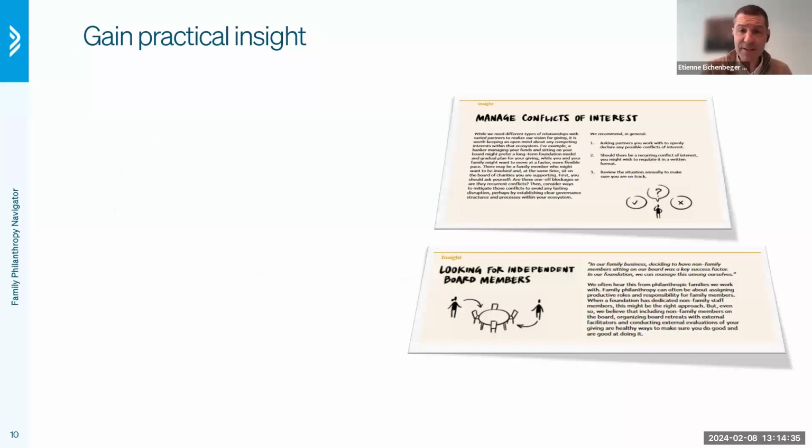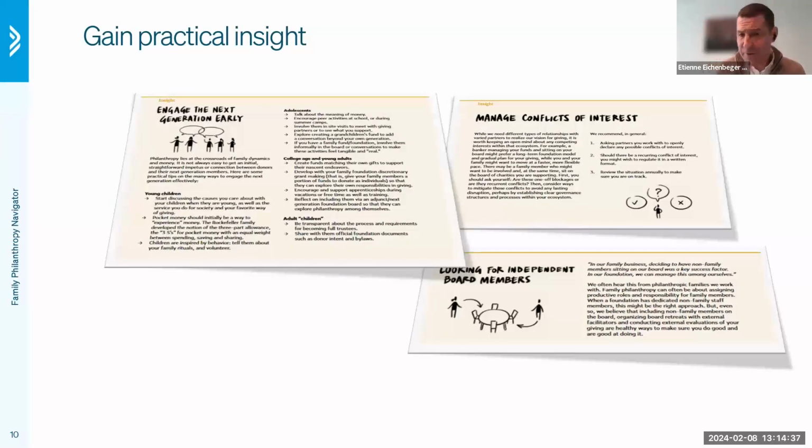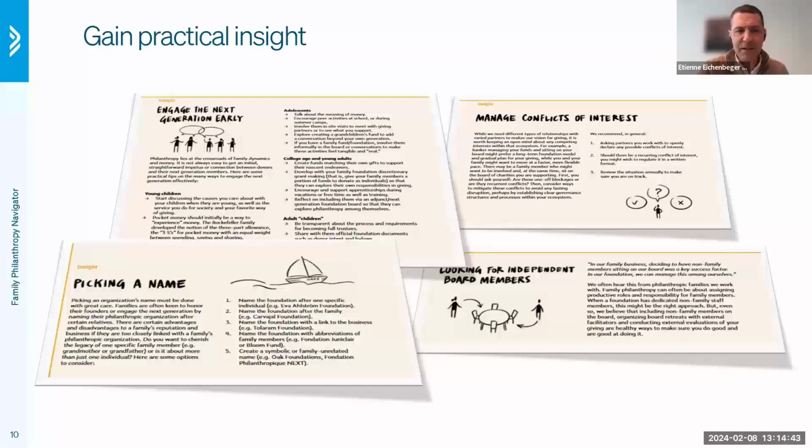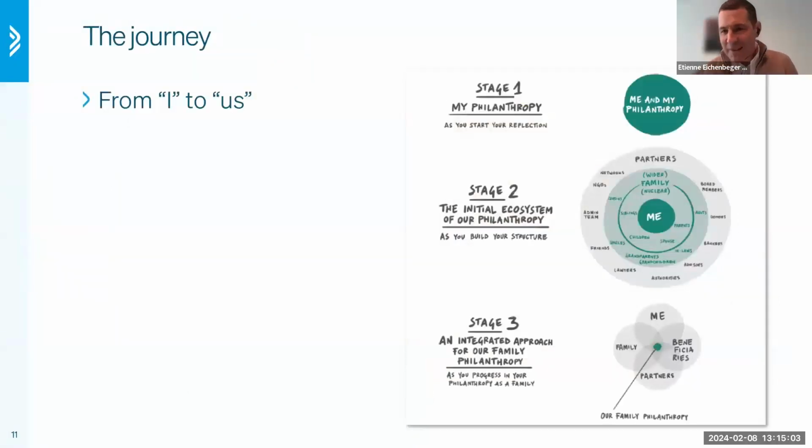Managing conflict of interest is a big one. Engaging the next generation is a big one. So tips: what do you do with young children, adolescents, what is the good way? We provide some tips. Picking a name: I know it sounds anecdotal, but we also published a few years back, after great books on the philanthropy journey and strategic philanthropy, where the notion of names was also highlighted. I think it's also a question when you have public appearances, something that deserves reflection, and we try to provide tips.